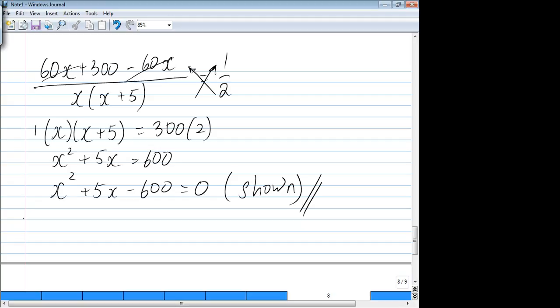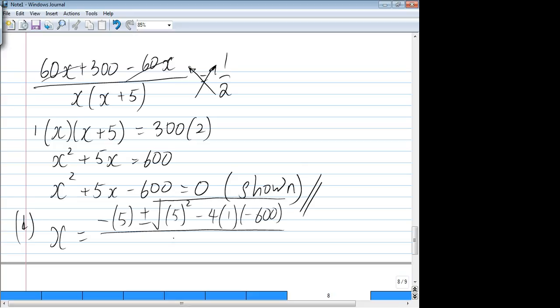Okay, part D. Now they ask you to solve this equation, x squared plus 5x minus 600 equals to 0. They ask you to solve it. So we can use the quadratic formula where a is 1, b is 5, c is negative 600. x equals to minus b plus minus square root of b squared minus 4ac, over 2a. We will get two answers. Let's see what we will get.